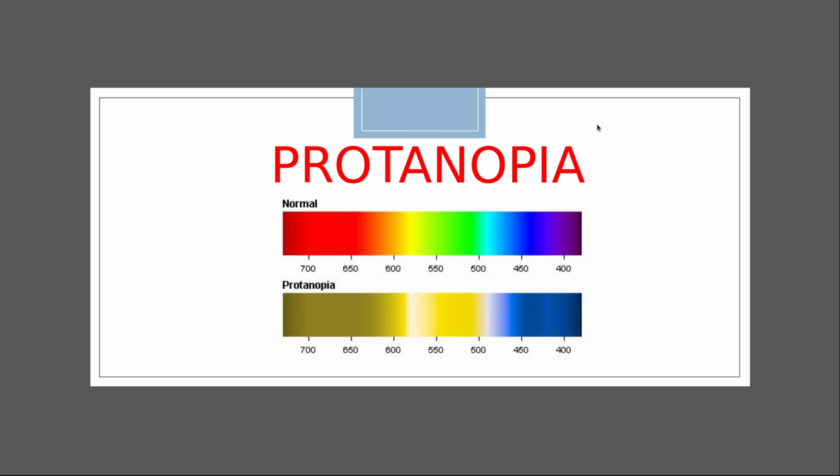So now let's talk about different types of color blindness. Color blindness is not a binary deficiency. It has various types. The first type is protanopia. It means red weakness. The person who has protanopia is not able to distinguish between the colors that lie in the red spectrum.